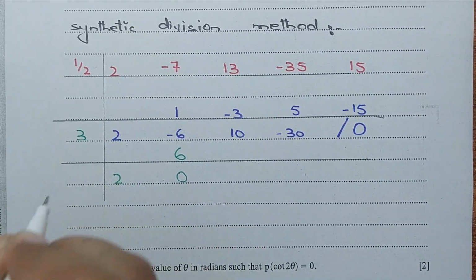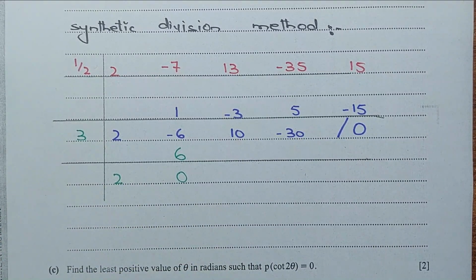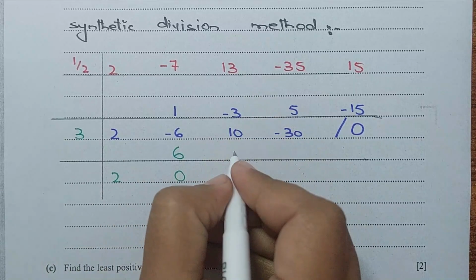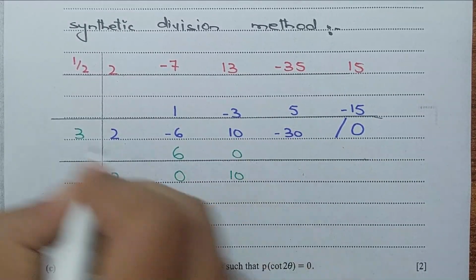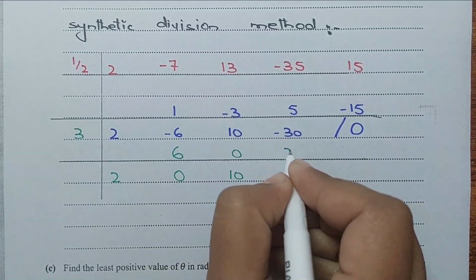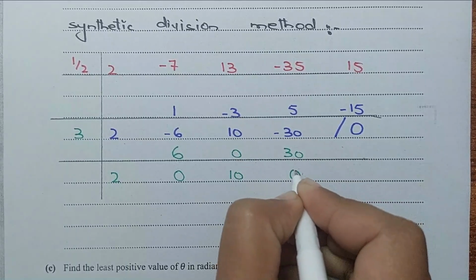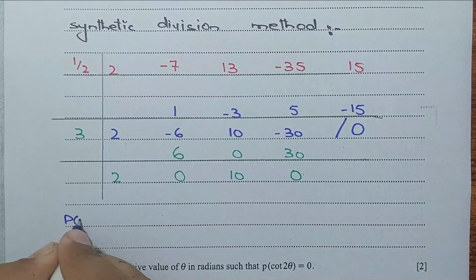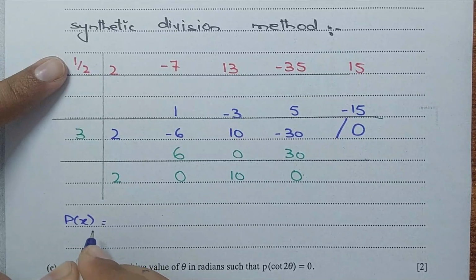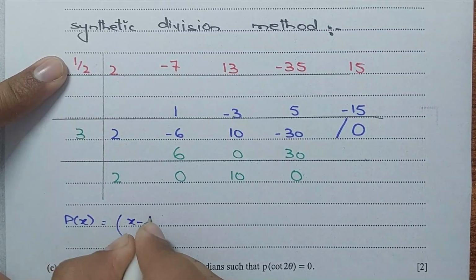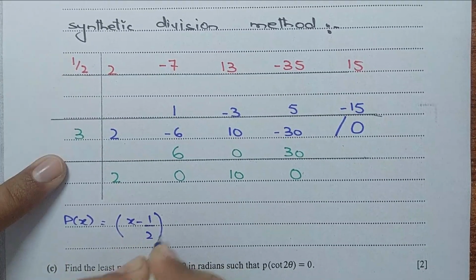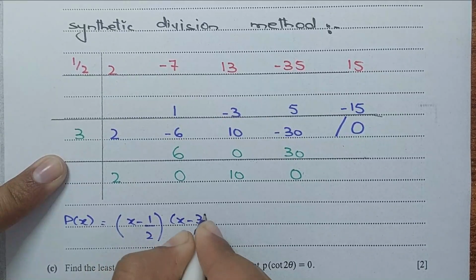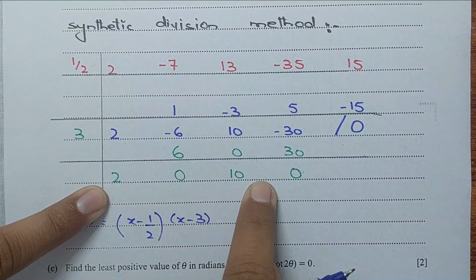3 times 0 is 0. Add them up, this is 10. 3 times 10 is 30. Add them up, this is 0. Right. Now we can write this polynomial P of x. It has a factor 1 by 2, so we can say x minus 1 by 2 is a factor. x minus 3 is a factor, and this is now the quadratic, right?